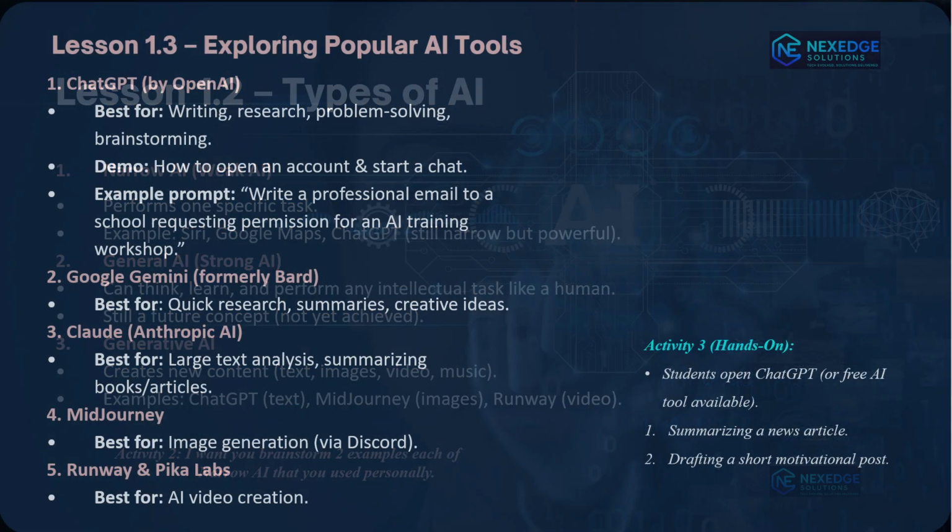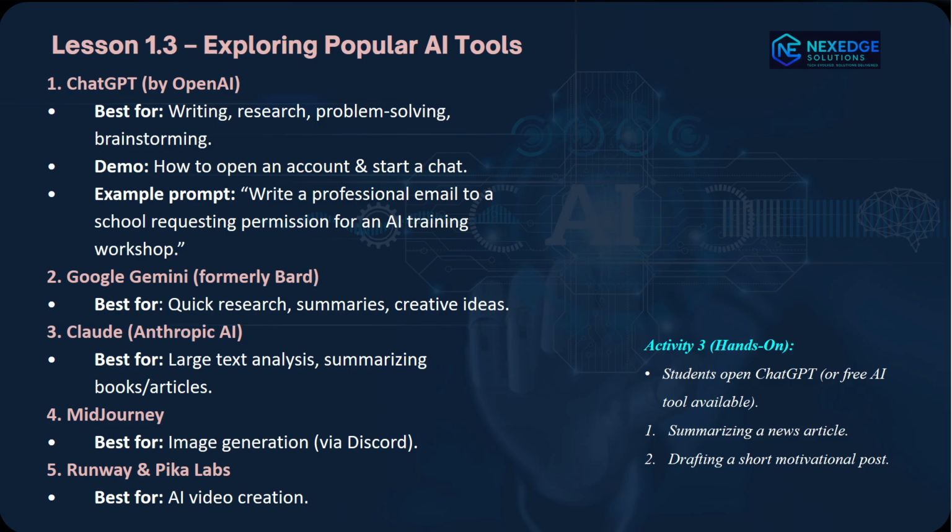So going forward, let's explore the popular AI tools. There are so many AI tools now, thousands of AI tools, but we'll talk about a few here. First, let's talk about ChatGPT. It was developed by OpenAI. ChatGPT is best for writing, researching, problem solving, and brainstorming. That is what ChatGPT is best at.